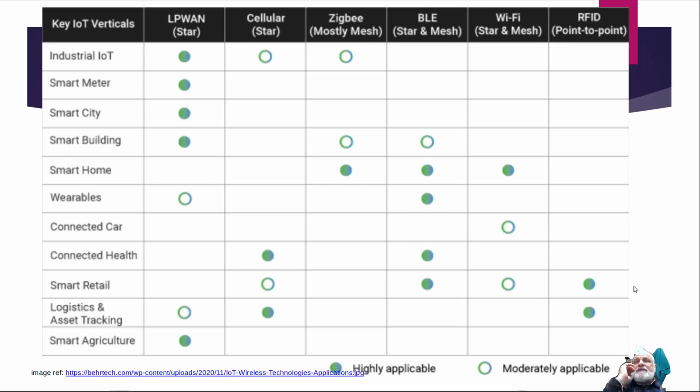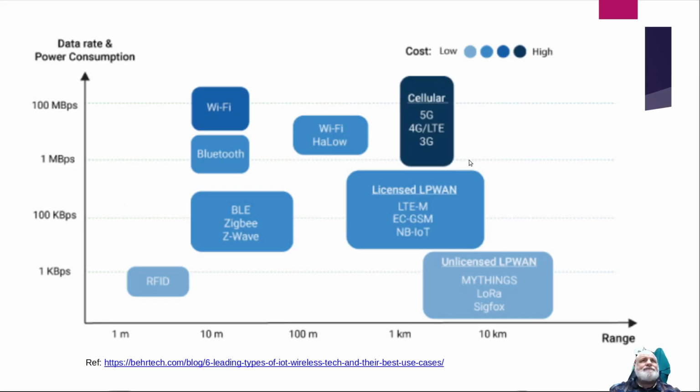All right, so this chart again is just showing a lot of these different things, Wi-Fi, wireless charts and things here. If you're trying to decide what to use, you can look at this chart to decide whether it's good for these types of applications here.